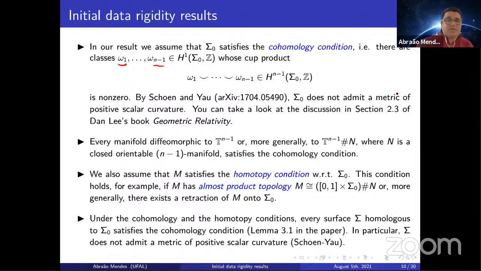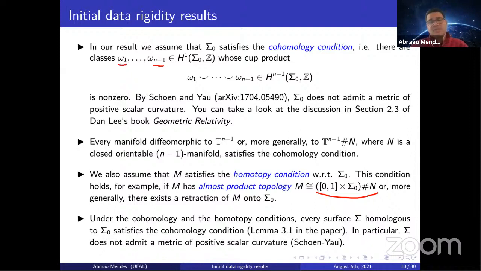Another hypothesis we are going to assume is that M satisfies what we call the homotopic condition with respect to sigma naught. For example, this condition holds if M has almost product topology. So if M is diffeomorphic to a manifold like this, okay? Or more generally, if there is a retraction of M onto our hypersurface sigma naught. All right, just some technical, topological hypotheses.